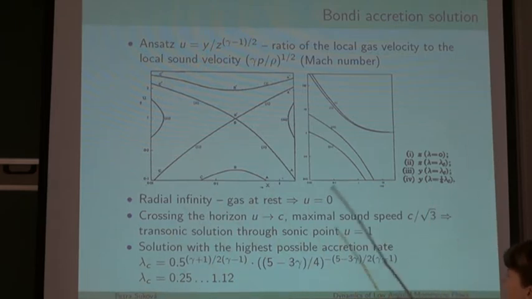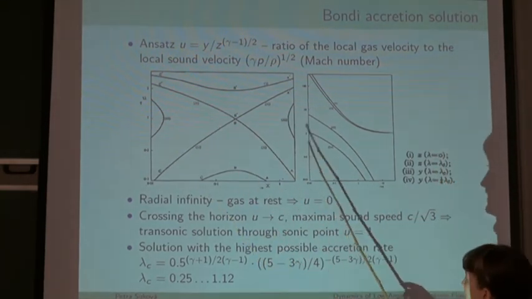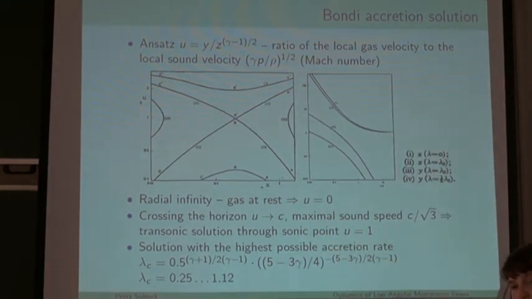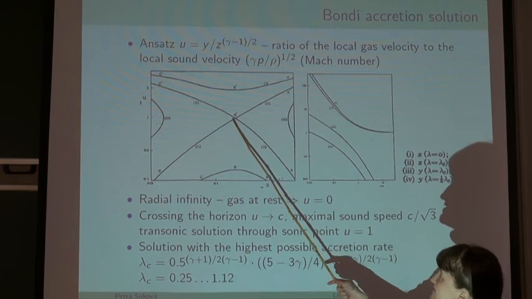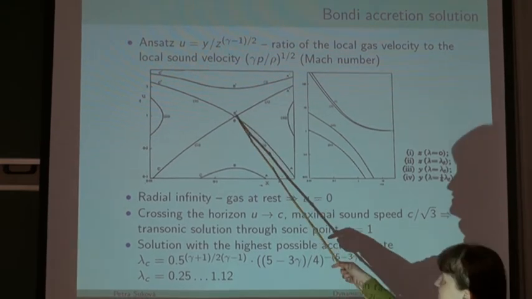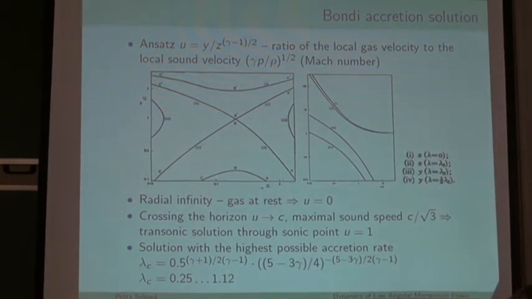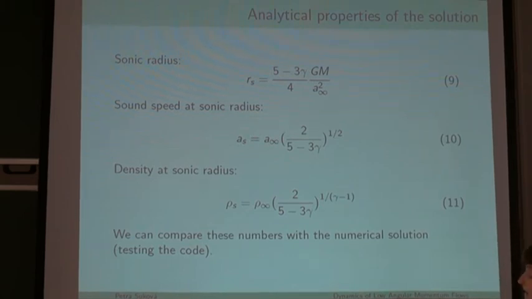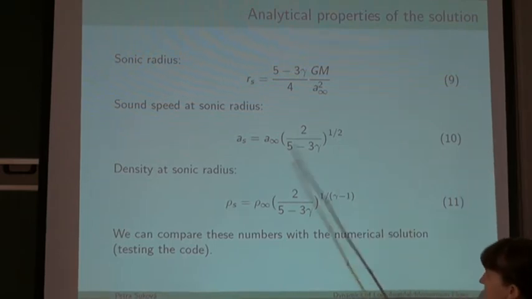We seek a solution going to the accretor, and which is going from the subsonic region to the supersonic region. So only this type of solution is suitable for our problem. It's the solution which goes through this critical point where the Mach number equals 1. This part of the solution is subsonic and this part is supersonic. So there should be some sonic radius, which is the radius of this point.